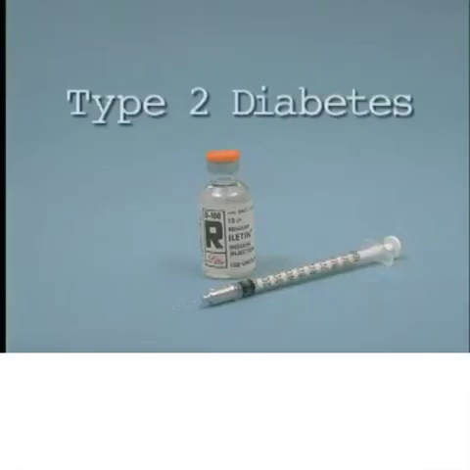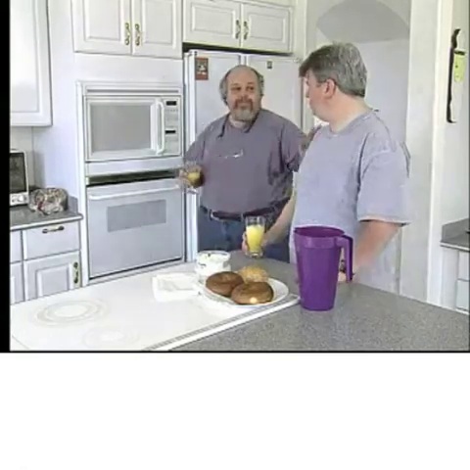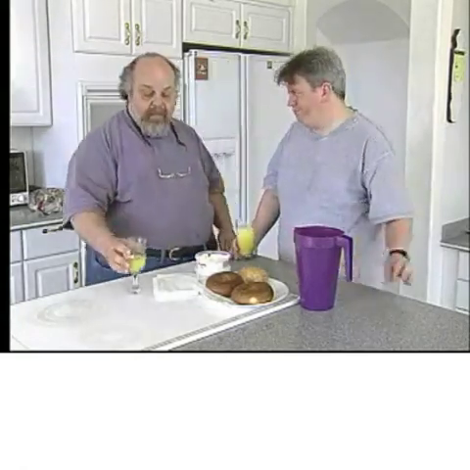Type 2, non-insulin dependent diabetes mellitus, or adult-onset diabetes, results from insulin resistance combined with relative insulin deficiency. Approximately 16 million Americans have type 2 diabetes.